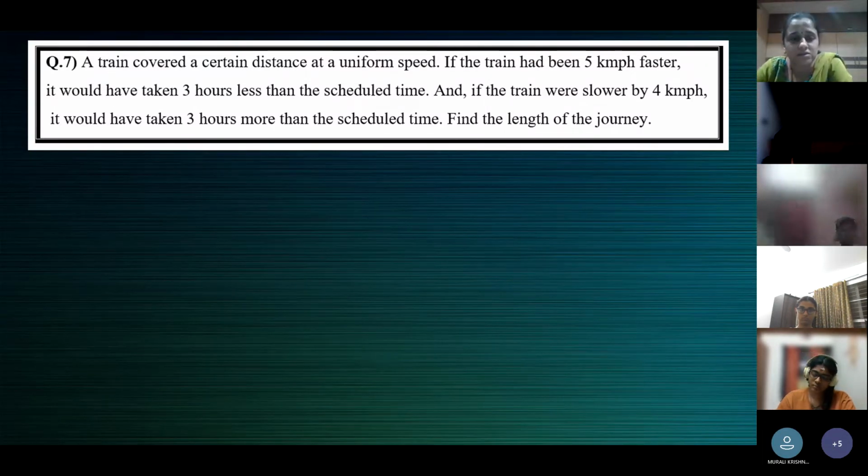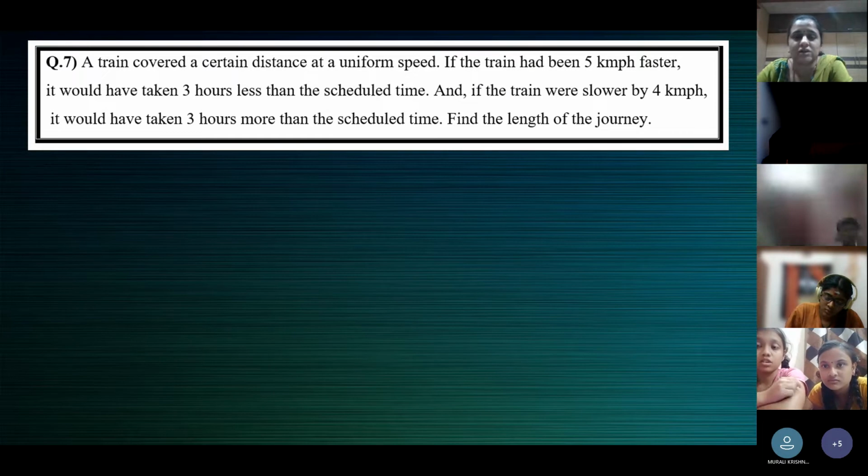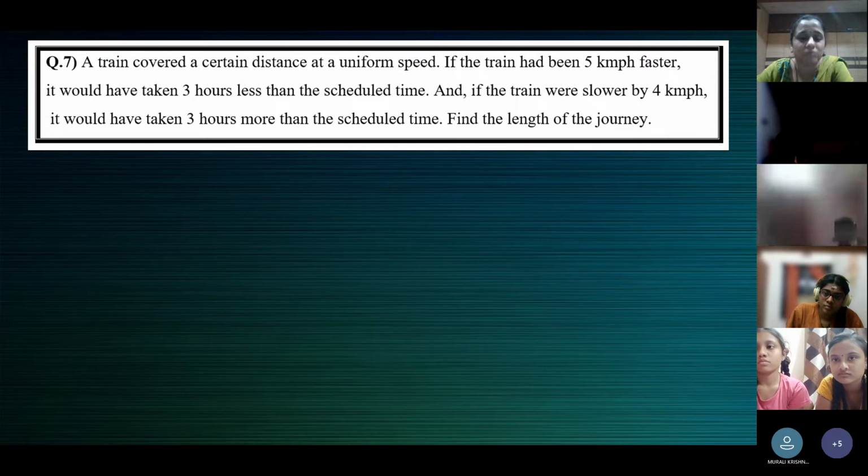A train covered a certain distance at a uniform speed. If the train had been 5 kilometer per hour faster, it would have taken 3 hours less than the scheduled time. And if the train were slower by 4 kilometers per hour, it would have taken 3 hours more than the scheduled time. Find the length of the journey.